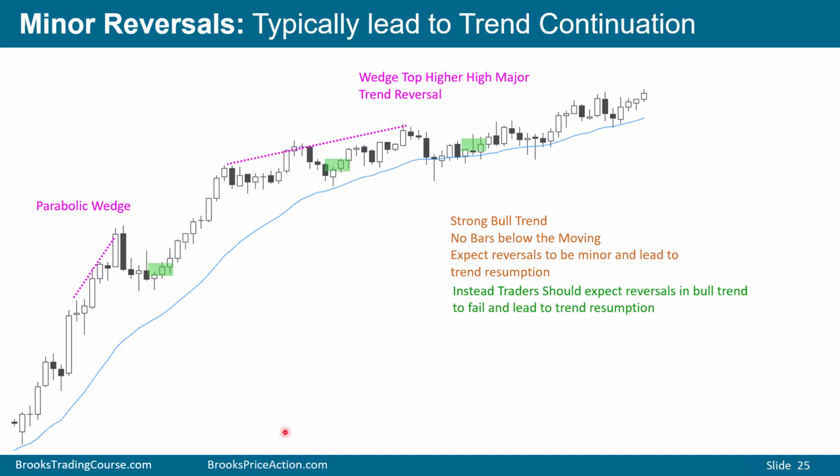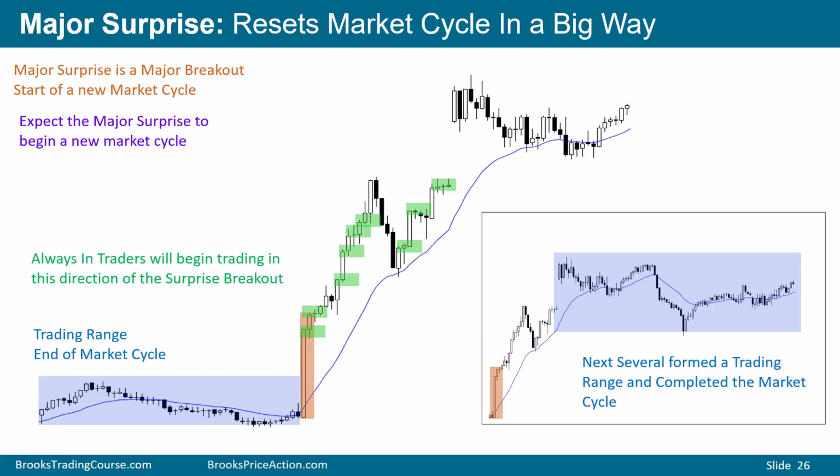And this is the opposite. As I just mentioned, bulls, the smart bulls, they're buying right where the bears are exiting the trade. Major surprise. What do? A major surprise resets the market cycle in a big way. Major surprises, they're major breakouts in the start of a new market cycle. And therefore, you expect major surprises to begin a new market cycle.